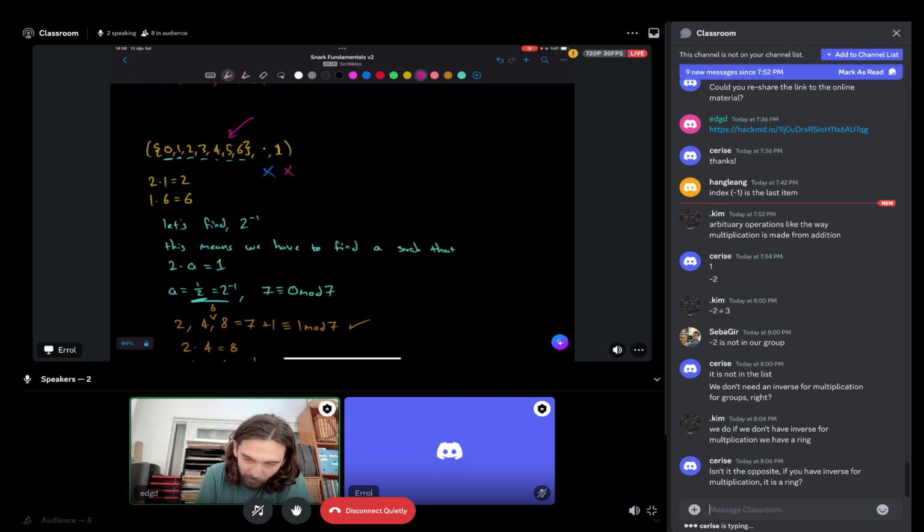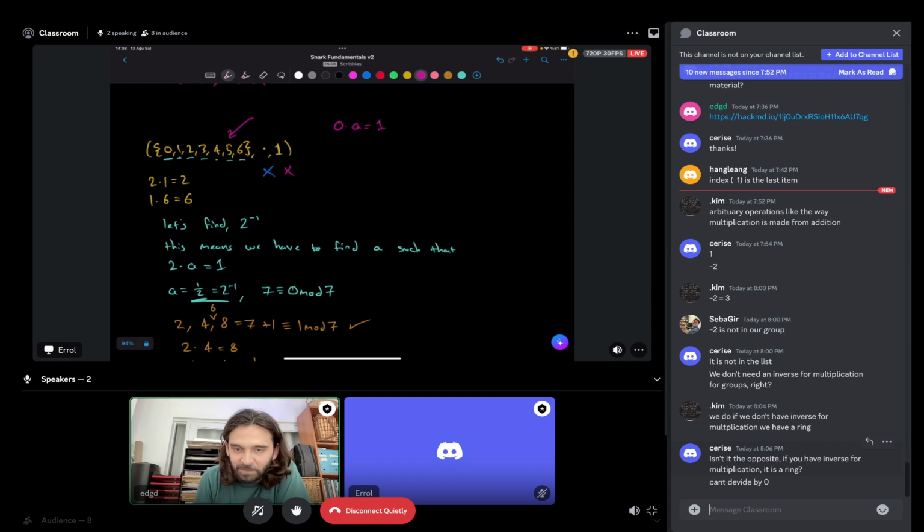You know, if we do 0 times a equals 1, what is a? Yeah, this a doesn't exist. You can't multiply something by 0 and get to 1. So as Cerise said, you can't divide by 0. This would be 0 inverse, which is 1 over 0. So we can say that we can't divide by 0 to get back to 1. So that's why this isn't a group.